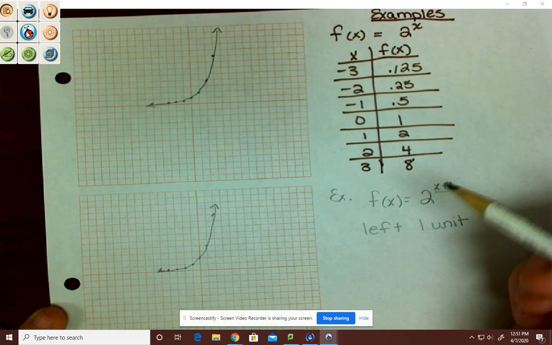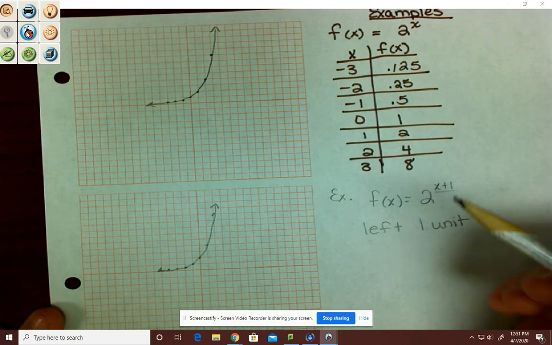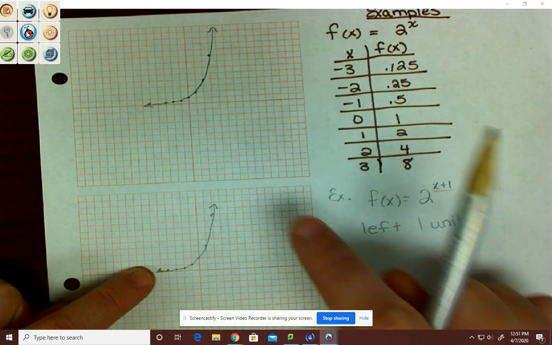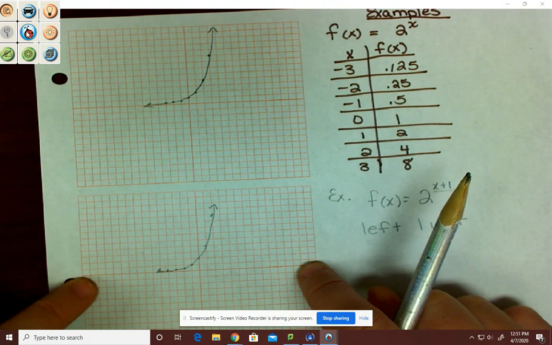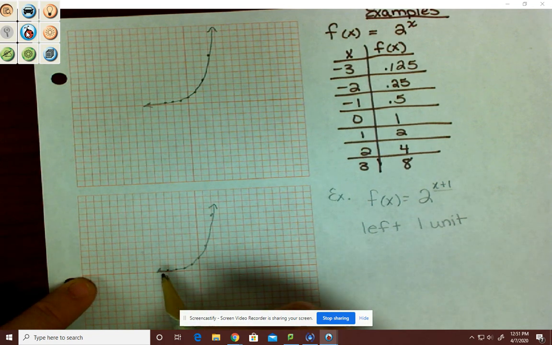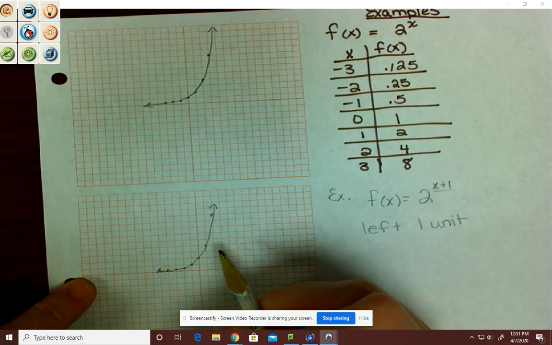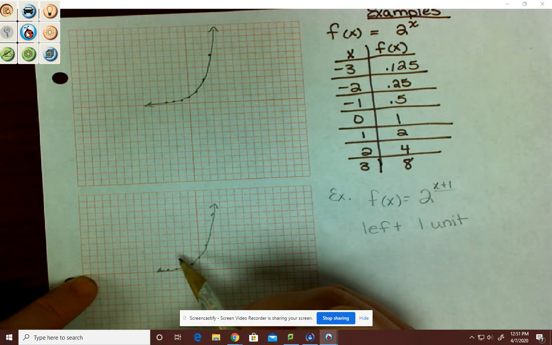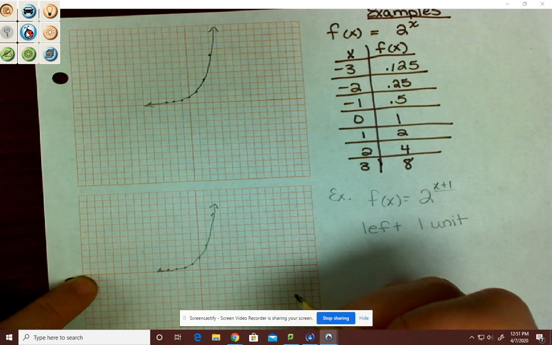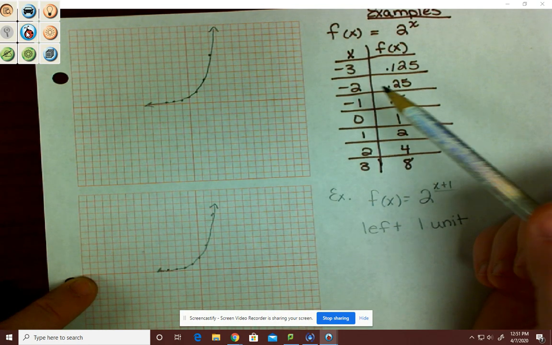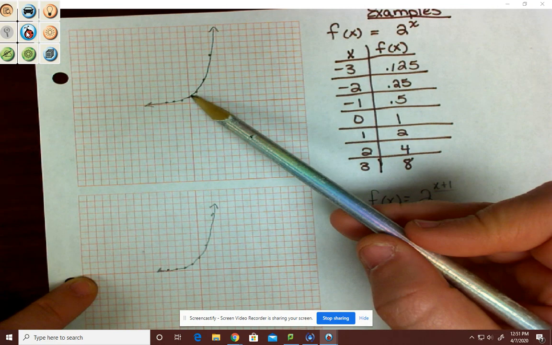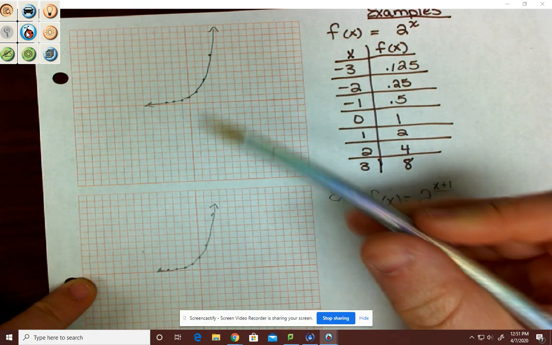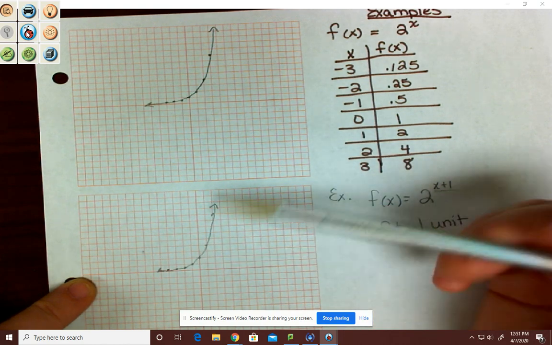So what are some things that changed here? Okay, domain is still the same, negative infinity to infinity. The horizontal asymptote still is the same. It's both the x-axis. This is getting closer and closer to the x-axis but doesn't touch it. So the range didn't change, so that would be 0 to infinity with parentheses. But what did change here, I can see, is the y-intercept. So here the y-intercept was 0, 1. Here the y-intercept was 0, 2. So I can see that was a change of a characteristic there.